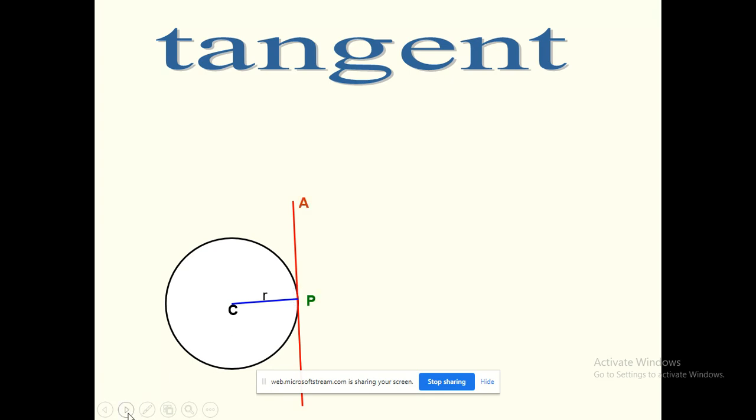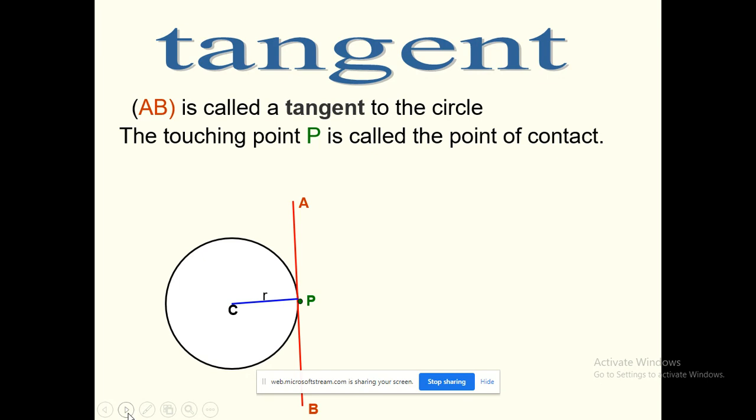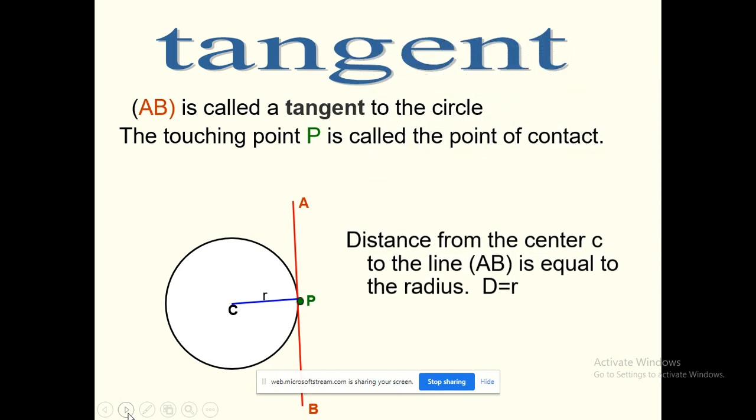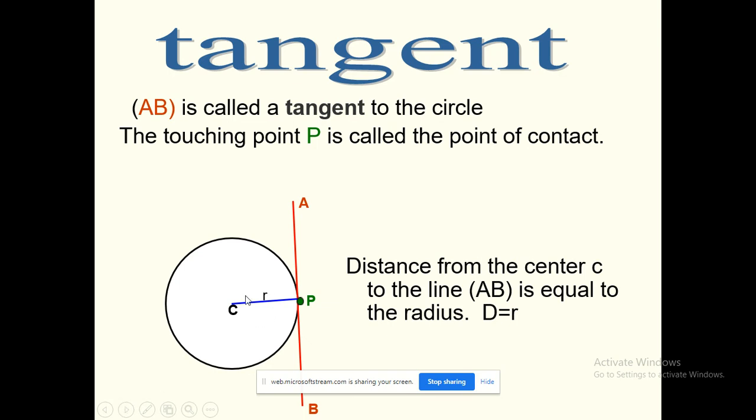AB is called tangent to the circle. The touching point P is called the point of contact, and it touches the circle at P, and it cuts the circle in 1 point, and it is perpendicular to the radius. And if you take the ruler and you measure from C till P, it's equal to the radius. And the distance between C and the tangent is equal to the radius. So the center and the tangent is equal to the radius.